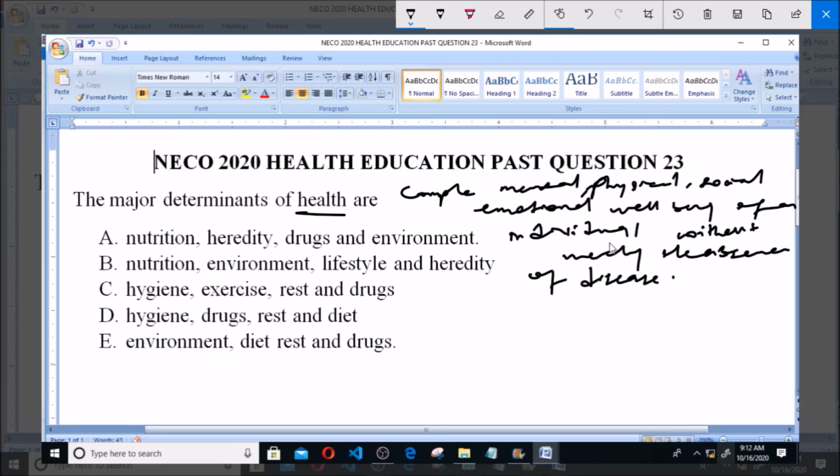Now, this health has its determinants. Determinants of health may be biological, behavioral, social, cultural, economic, and ecological. But then, these determinants of health have been broadly categorized into four major categories. Now, these include one, nutrition.